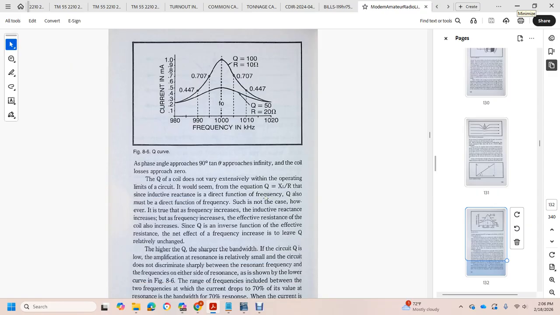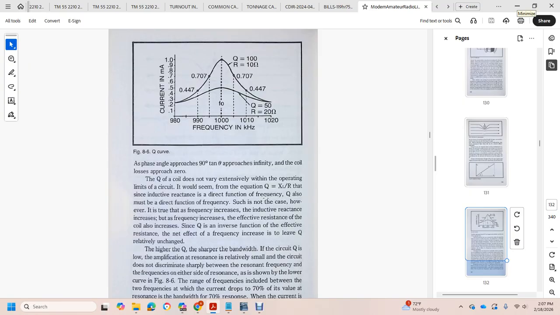A phase angle approaches 90 degrees, the tangent approaches infinity, and the coil's losses approach zero. The merit (Q) of the coil does not vary very extensively within operating alignments. It would seem that the Q of a coil is equal to the inductive reactance over the resistance.